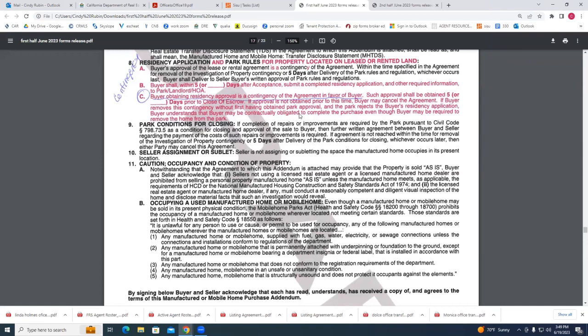So the buyer may be required to remove the home from the park? If they remove their contingency before they have park approval. Wow, so they're going to remove that building. So if you're representing a buyer, you're not going to let them remove their contingency before they have park approval. Unless they have other plans.